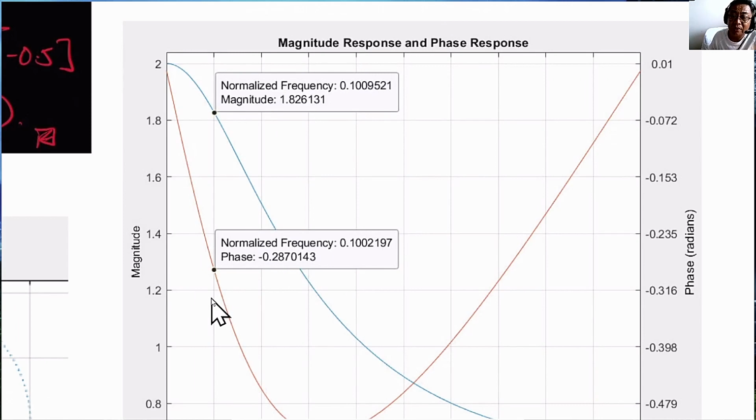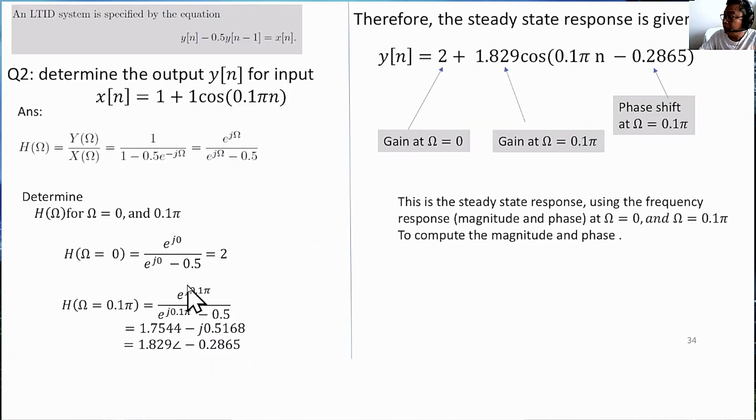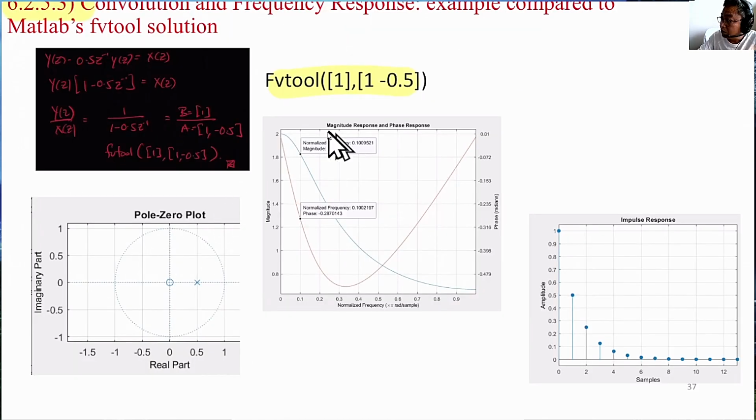Let's compare this with our previous example. In page 34, this was the question that generated the difference equation. This is the frequency response. So at 0.1 pi, the magnitude is 1.82, which is correct, and the phase is minus 0.286. Let's go back. So this is the magnitude and phase.